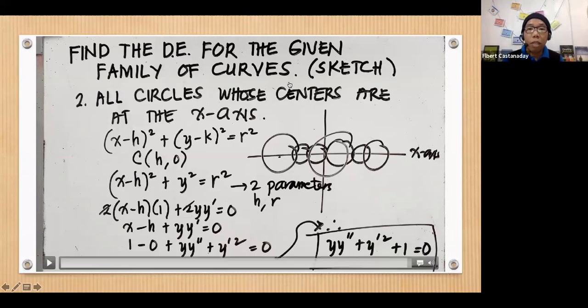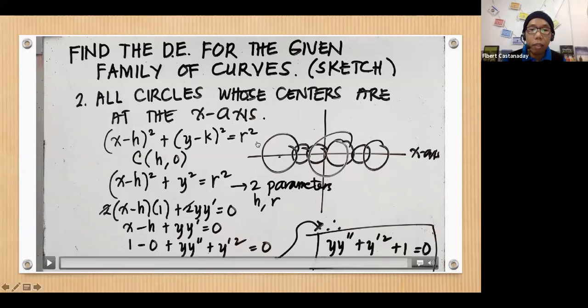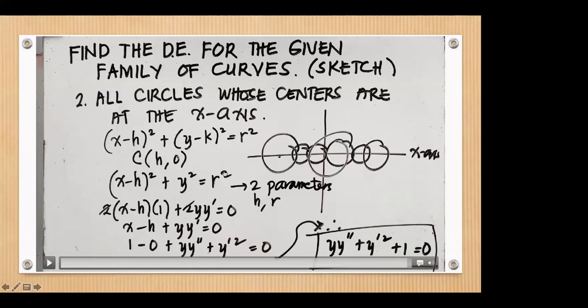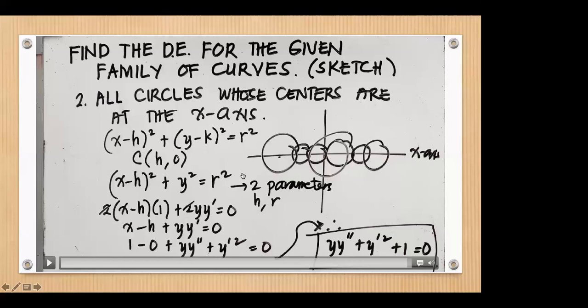Nasundan ba? May tanong ba dito? May hindi ba naintindihan? Sir, yung R squared po, saan napunta? R squared is an arbitrary constant siya, right? Okay po. Since constant siya, if we are to differentiate this, derivative ng constant is 0, right? So kaya wala na siya. Okay, sige. Any more questions?